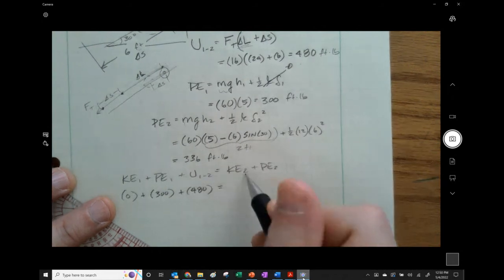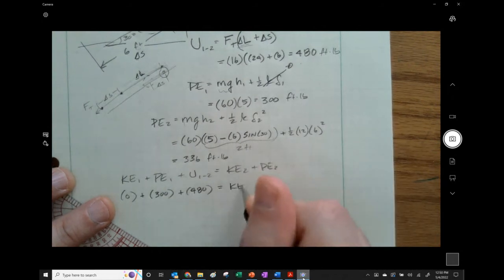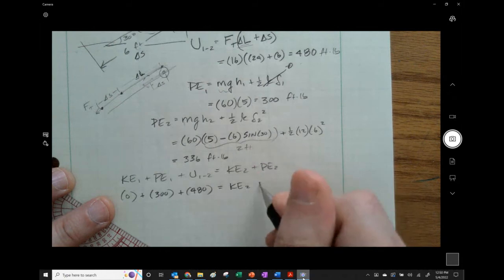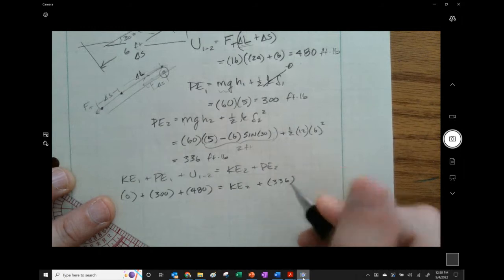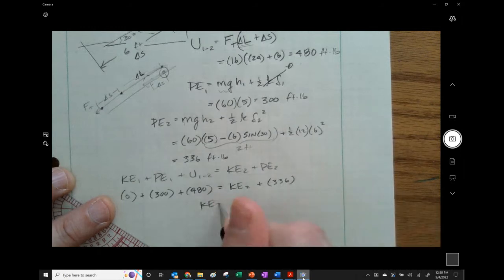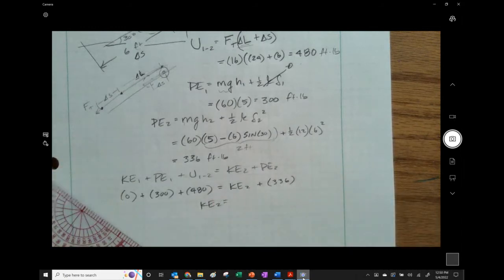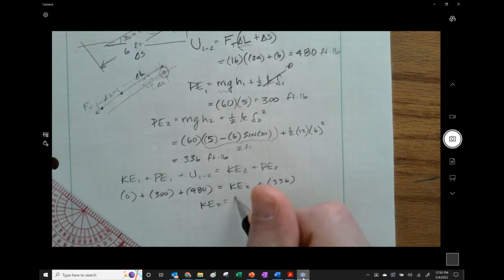equal to KE2, which is what we're trying to find in this problem. And then potential energy, so here 336. So KE2, our new value, is going to be 300 plus 336. So we subtract that out, and I say that it's 444.